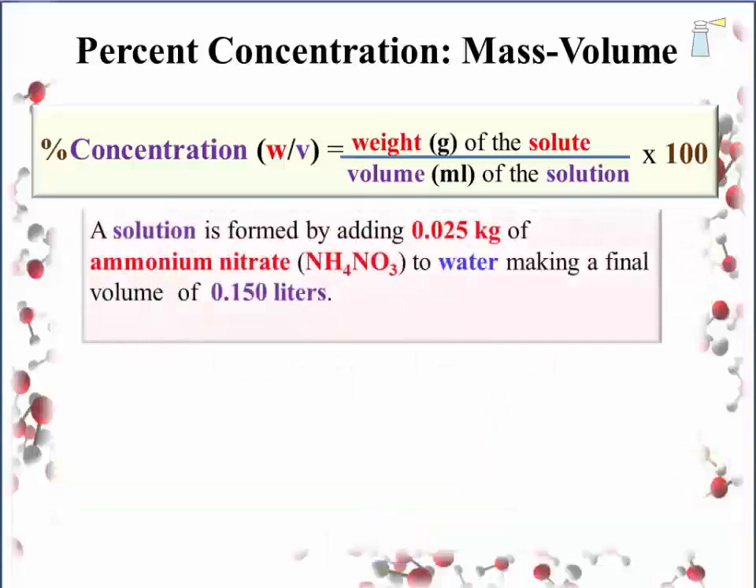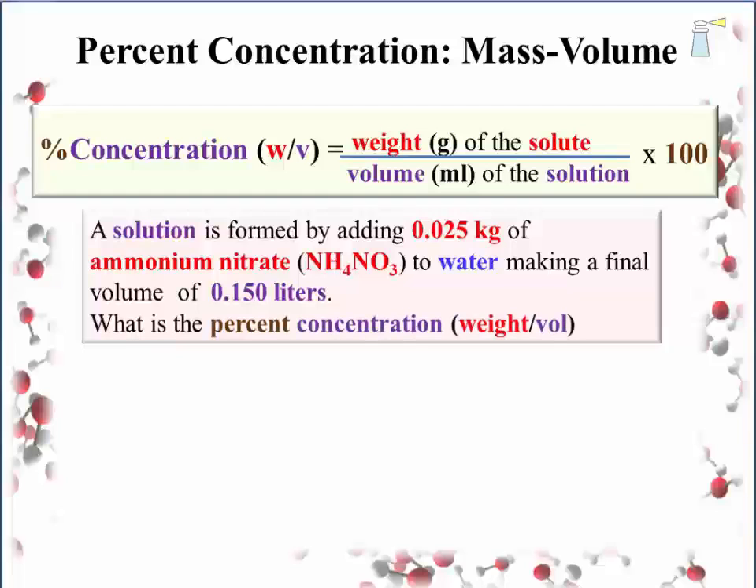A second practice problem with this concentration scale says that a solution is formed by the addition of 25.0 grams of ammonium nitrate to water, making a final volume of 0.150 liters. What is the percent concentration, weight to volume? In scouring the problem, it can be seen that the units of the solute and solvent are weight and volume respectively, just as the problem asks for in the concentration scale.